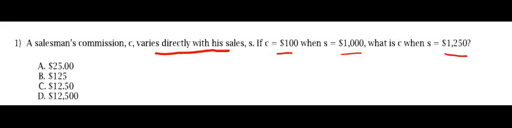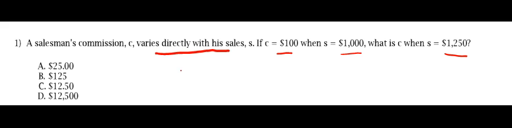If something's varying directly, when one variable increases, the other variable increases. When one variable decreases, the other variable decreases. So that's what it's saying when it varies directly. They are related to each other. And so what you can do is set up a proportion, because that's what a proportion helps you with. So watch what I can do.